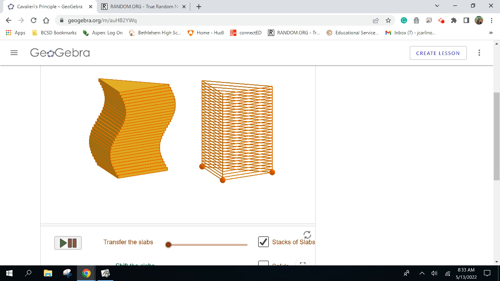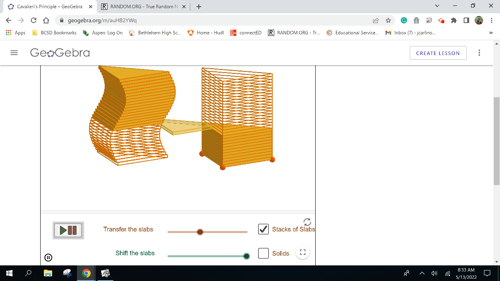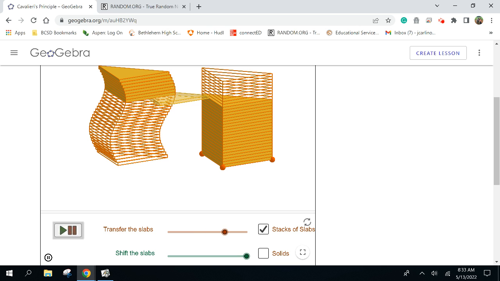Take a look at these here. You'd probably be like, no way, they look totally different. There's no way they have the same volume. Actually, they do have the same volume. So my point of Cavalieri's principle is just because they look different, one's tipped, one's standing straight up, they still have the same volume if, I'll let this finish.